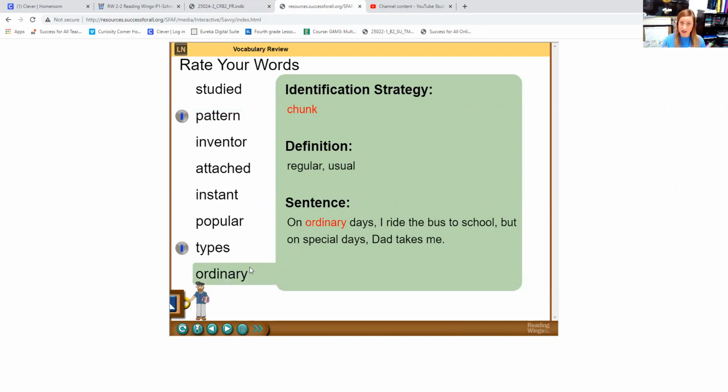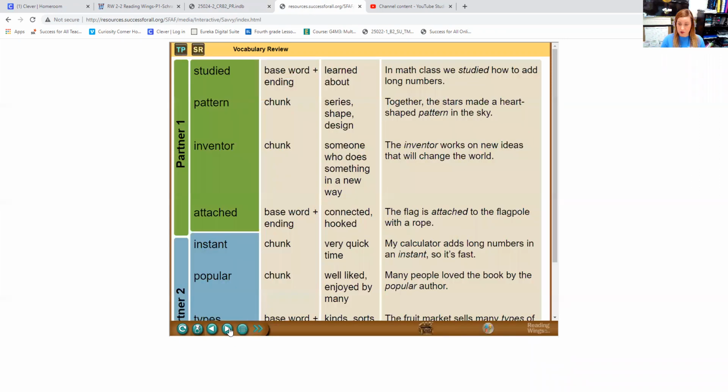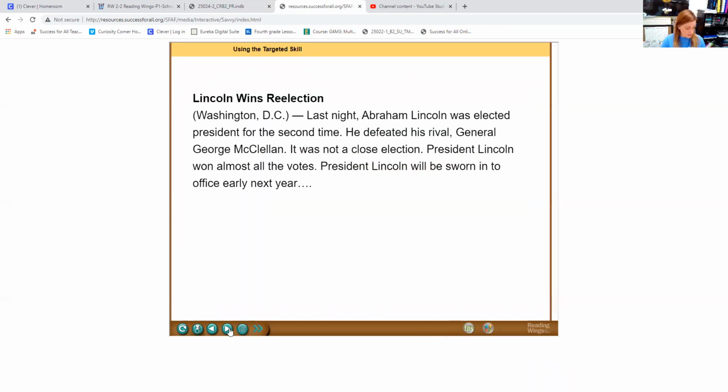So you're going to be filling in that column for 1 on your vocabulary sheet to see if you knew them or you still need to work on them.